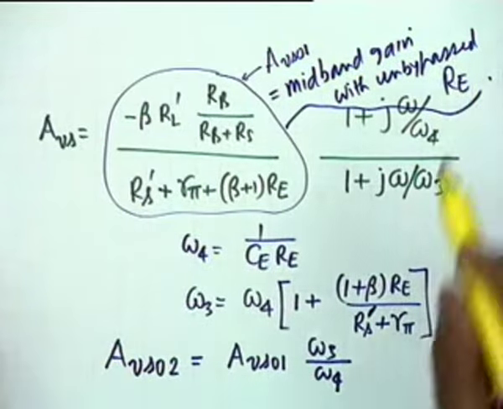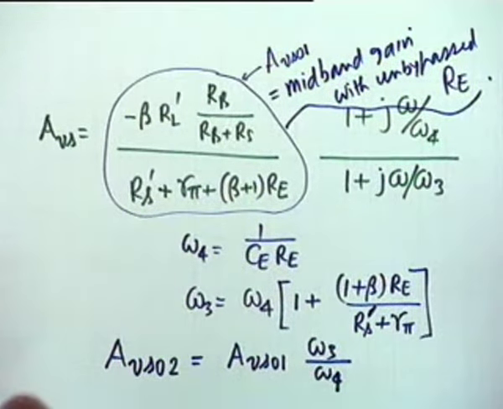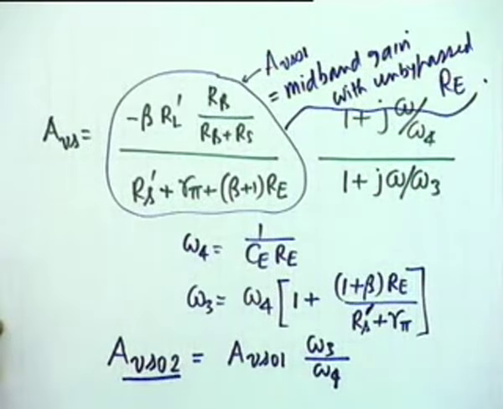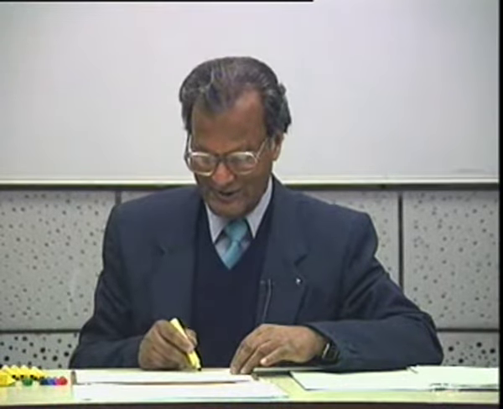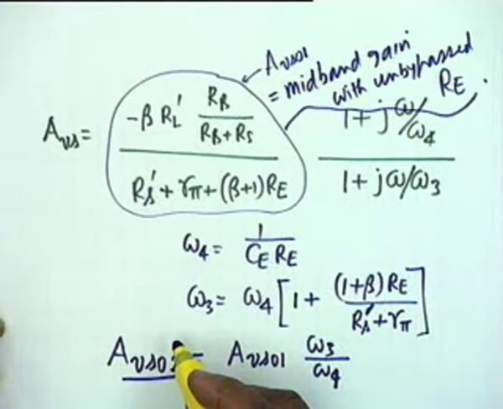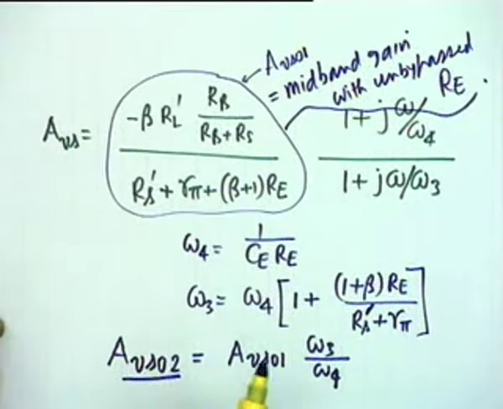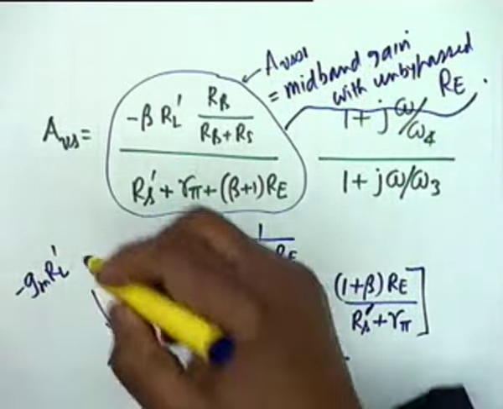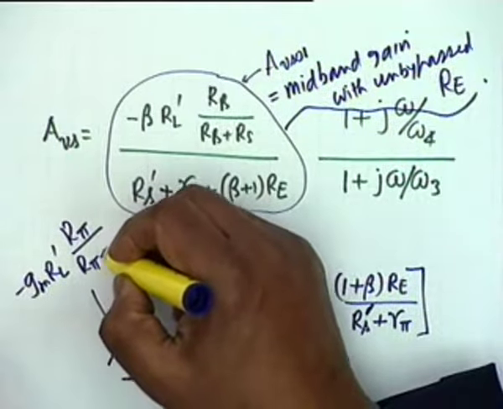On the other hand, when omega tends to infinity, CE is short. CE is short, and therefore AVS 02 should be equal to what? Mid-band gain with emitter grounded. Emitter grounded. And this was the real mid-band gain that we had calculated. We had assumed that C1, C2 and CE are short circuits, and therefore can you guess what this would be? Minus GM RL prime multiplied by R pi divided by R pi plus RS.